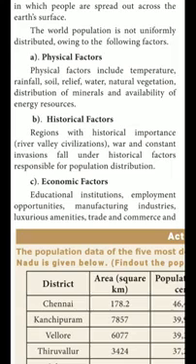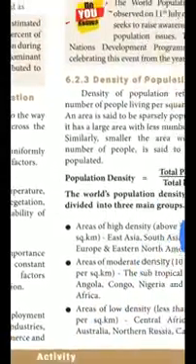If there is more industry, the population will be more. At the same time, if there is more trade and commerce, there will be more population. At the same time, if there are many schools, educational institutions, and employment opportunities, then at that particular place the population will be dense. Okay.